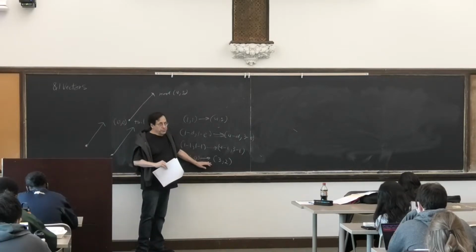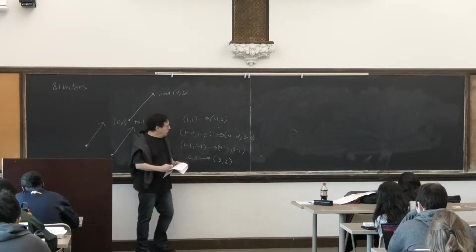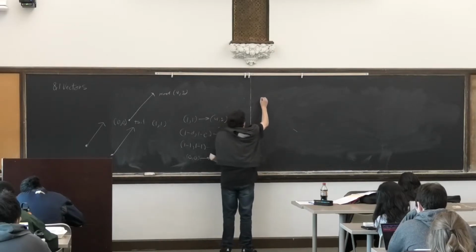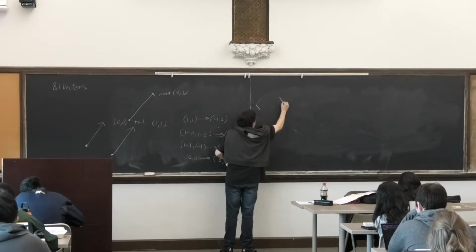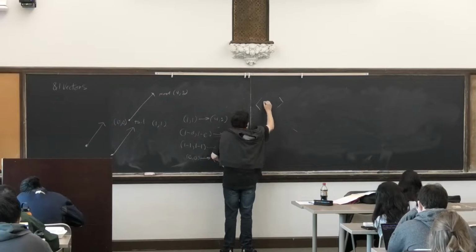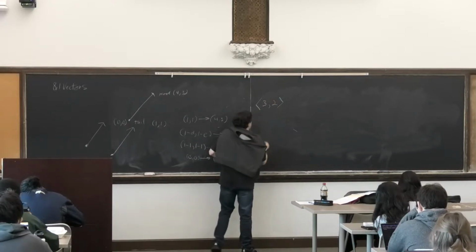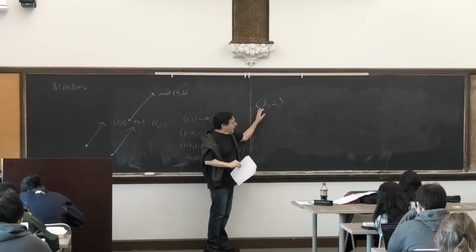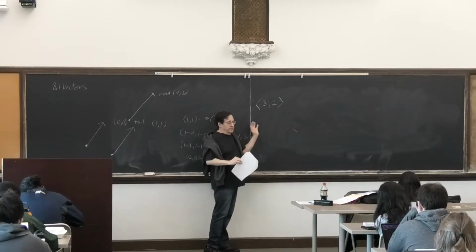And we have a simplified way of writing this. We can use our greater than or less than brackets and write it this way. So this is just a vector with a head at (3, 2) and a tail at (0, 0).